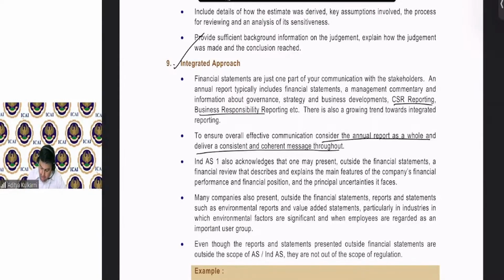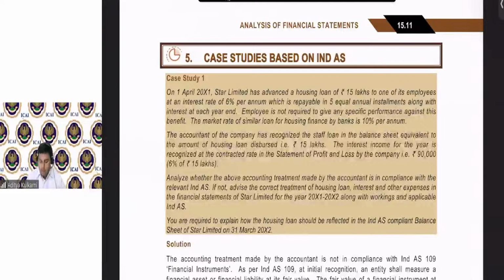Present outside the financial statements, environmental reports and value-added statements. Even though the reports and statements are presented outside, are not within the scope of Ind AS, they are not out of the scope of regulations. So that takes care of broadly your characteristics, nature of financial statements, etc.